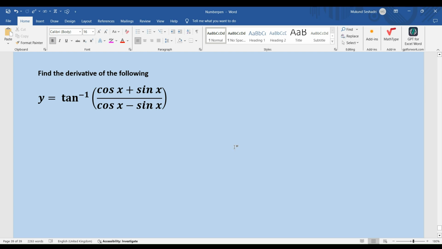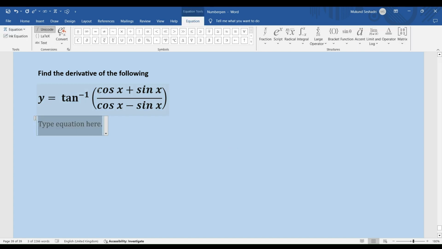So there we have the problem on our screen. Find the derivative of the following: y equals tan inverse of (cos x plus sin x) the whole divided by (cos x minus sin x), right? So this is a tan inverse problem and we have a cos and a sine inside the tan inverse. And like I discussed in my previous videos, our objective first will have to be to reduce the expression inside tan inverse to a tan, so that it simplifies our y, right?